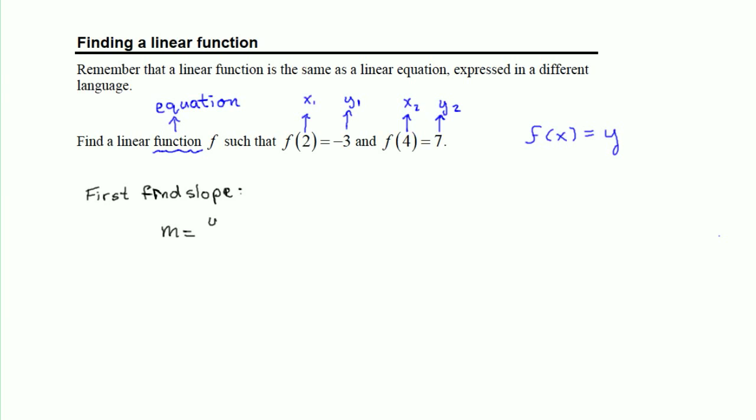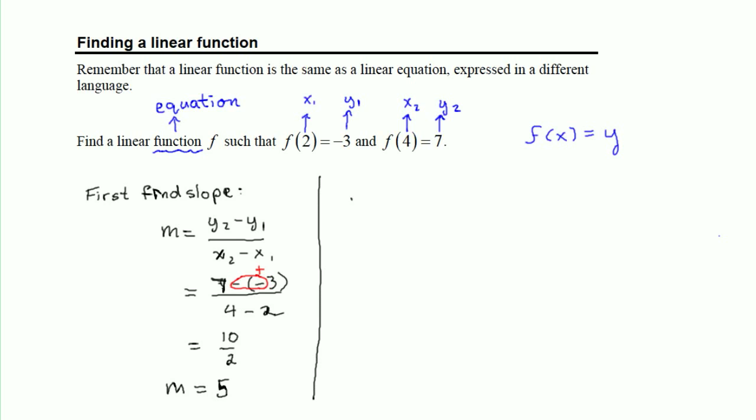M equals the difference in the y's, or y2 minus y1, over the difference in the x's, or x2 minus x1. So that's going to be 7 minus -3 divided by 4 minus 2. Of course, the minus and -3 becomes plus. So this becomes 10 divided by 2, which is 5. We end up with the slope is 5.